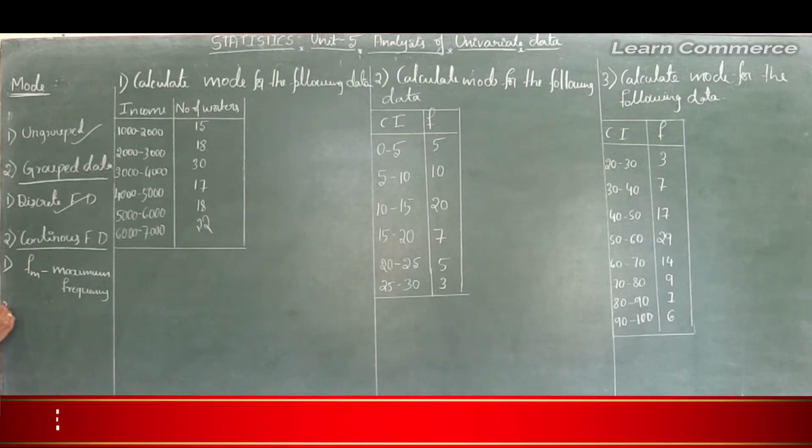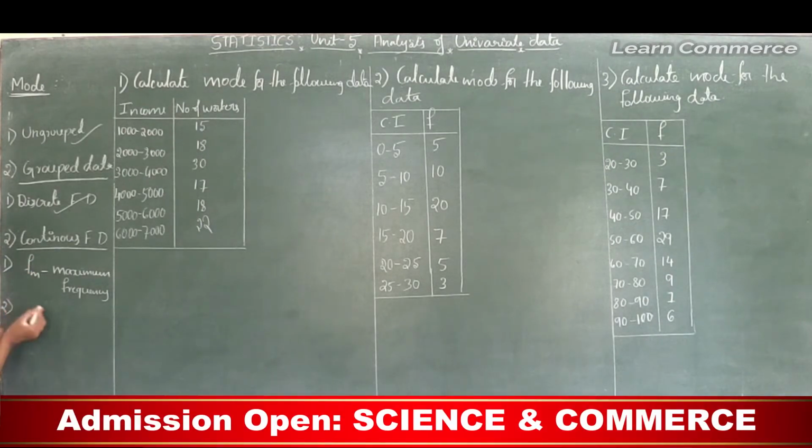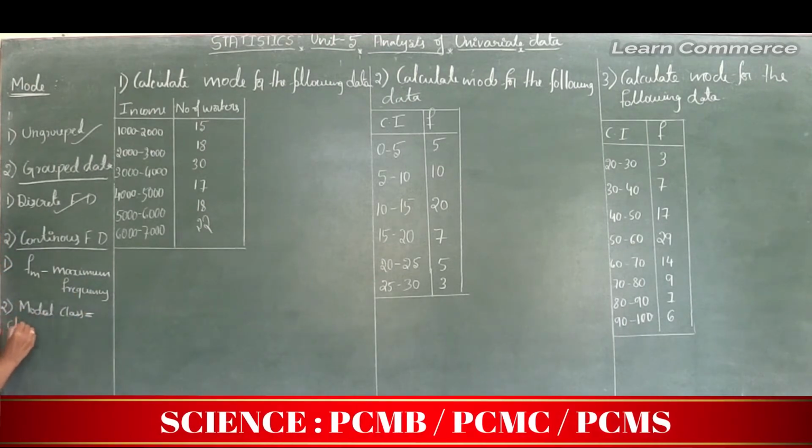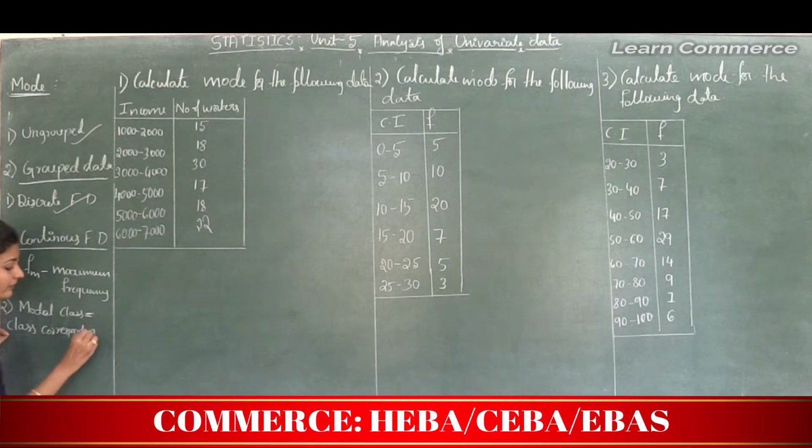Step 2 is we need to determine the modal class. The modal class is the class corresponding to FM. The class corresponding to the maximum frequency FM will give the modal class. So this is step 2.